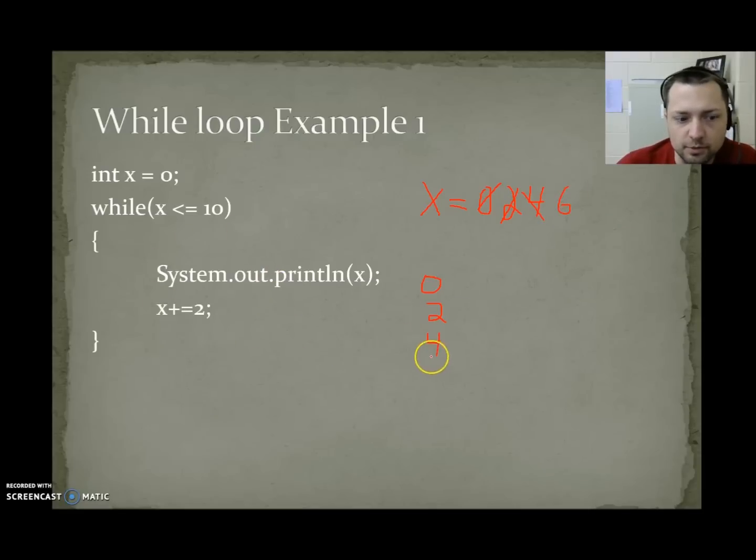Is 6 less than or equal to 10? Yes. So we go in, we print it, we change it to an 8. Is 8 less than or equal to 10? Yes. So we print it and then change it. So now it's 10. Is 10 less than or equal to 10? Yes. So we print it. Then we change it. It's now 12. Is 12 less than or equal to 10? No. Our final output is 0 through 10, all on their own lines. Well, 0 to 10 by twos.